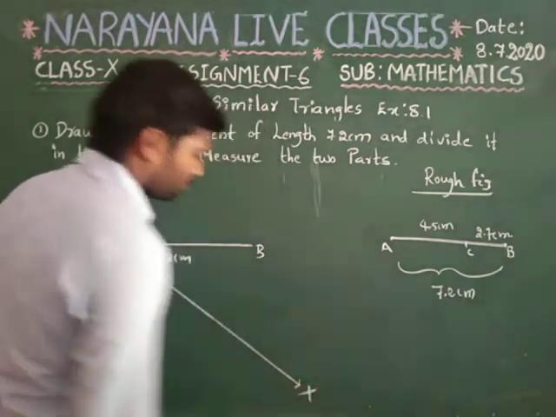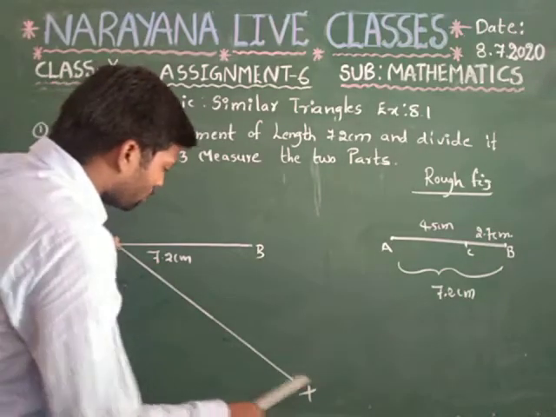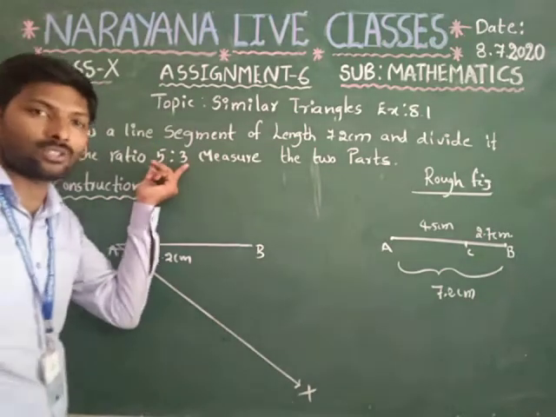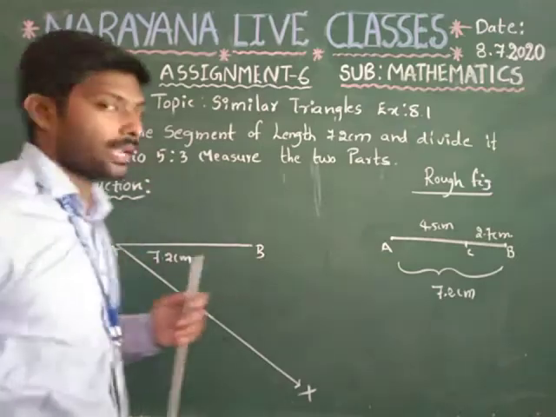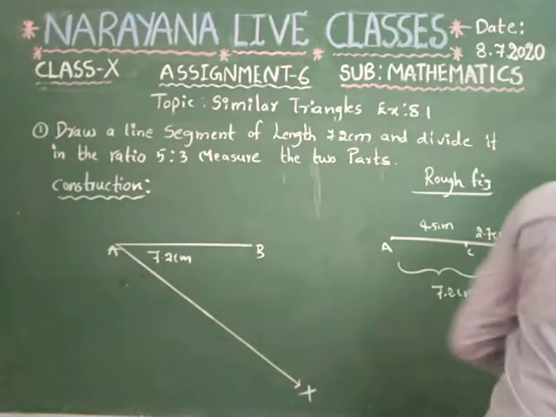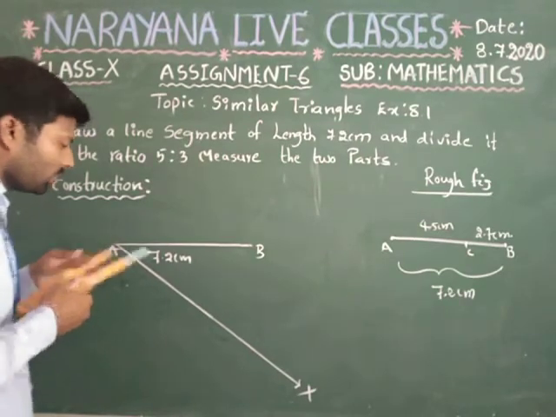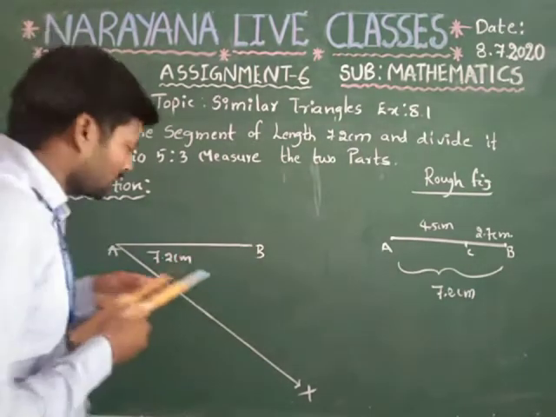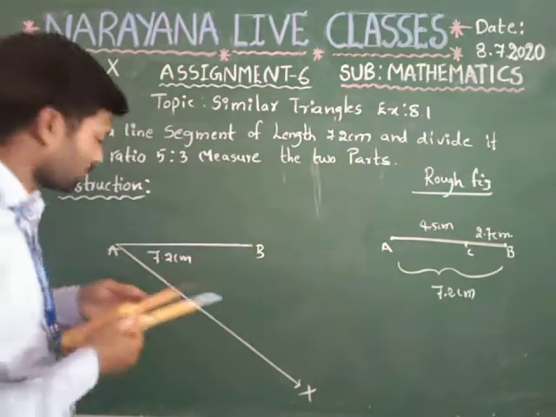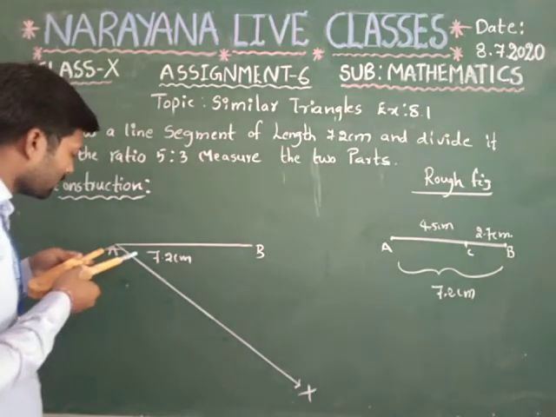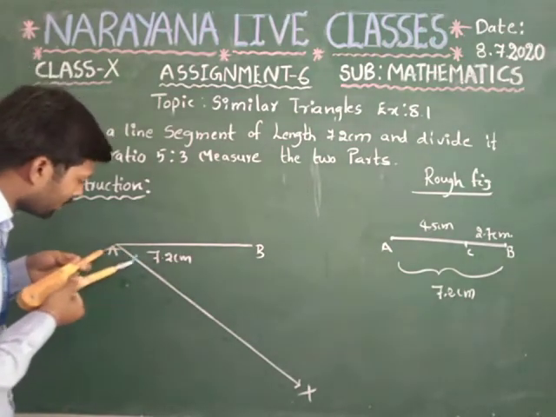Yes, ray AX. Now we have to divide this ray into a total of 8 parts, that is 5 plus 3 is 8 parts. This can be done with a compass. Take A as a center with any length as a radius. Let me take this much of a radius, and draw an arc like this.